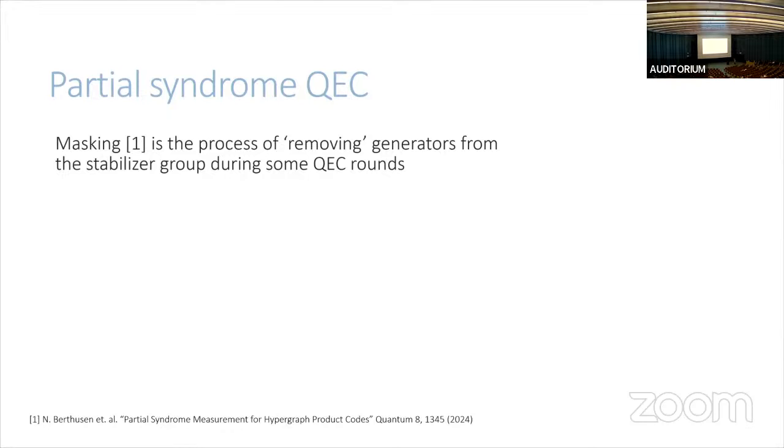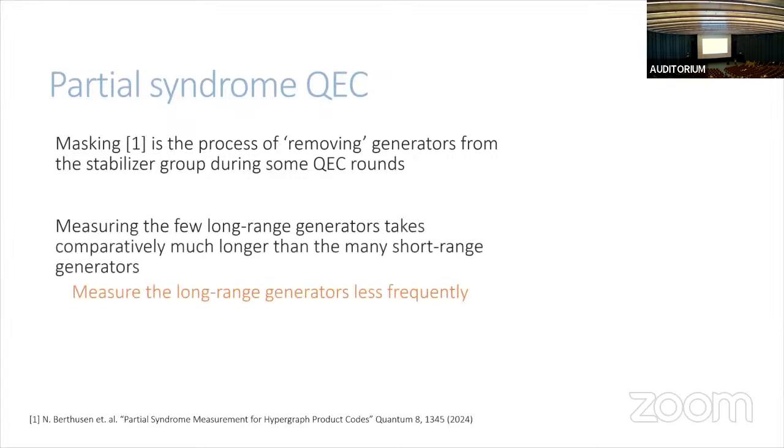And this is formalized by this masking idea, which is the process of removing generators from the stabilizer group during some QEC rounds. And I have removing in quotes because we're not actually removing it from the stabilizer group. We're just neglecting to measure them in some rounds. So the purpose for this is we saw that there's few long-range generators, but since they're requiring more or longer CNOTs, they're going to take essentially longer to measure.